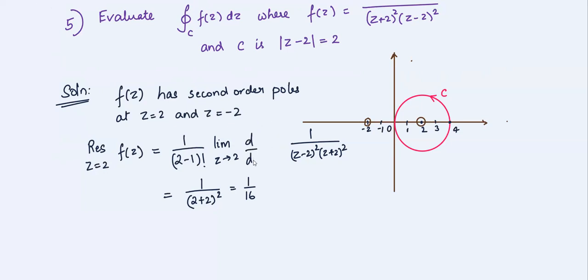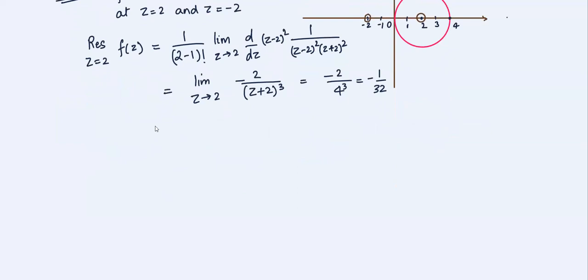d by dz of z minus 2 the whole square. So we get limit z tends to 2 minus 2 by z plus 2 the whole cube. So we get minus 2 by 4 cube. So minus 2 by 64, you get minus 1 by 32. So this is the residue.